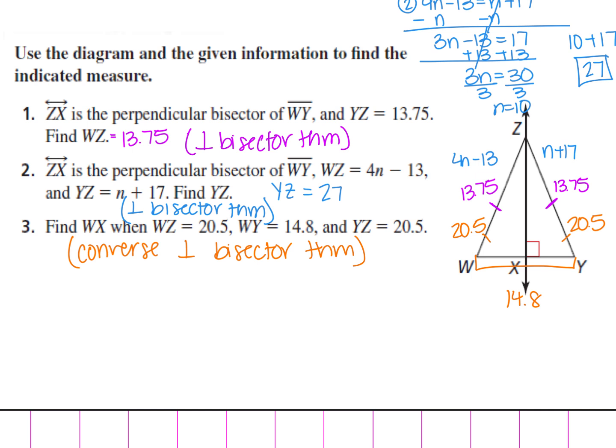Good, you're going to divide this by 2. Remember, perpendicular bisector means you're cutting in half. So they want me to find the measure of only half of it. So 14.8 equals twice WX, so dividing both sides by 2, WX is going to equal, if you divide it correctly, 7.4.